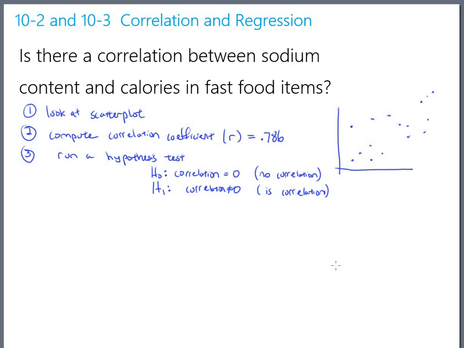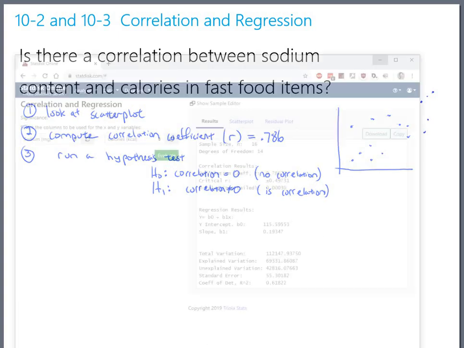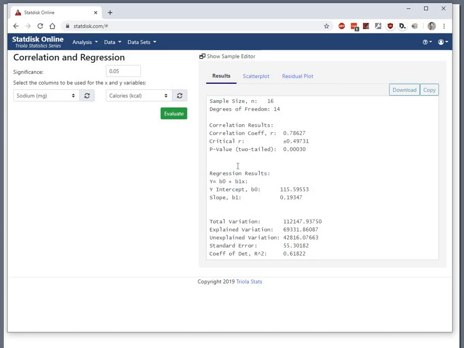So let's go ahead and look at that hypothesis test. The null says there's no correlation. The alternative says there is correlation. So if we can reject the null, that means we know for sure that there is correlation, if we reject the no correlation idea. So let's see if we reject the null here. Let's go back to StatDisk. The p-value, yay, is nice and small, 0.00030.